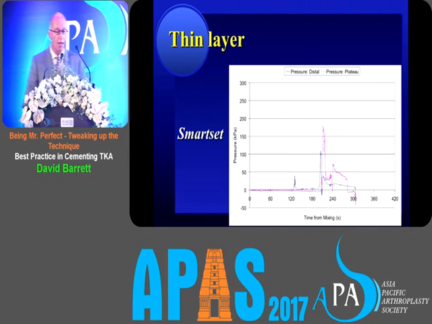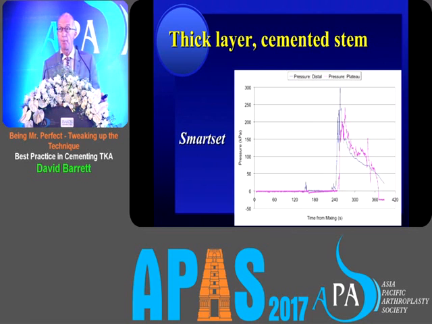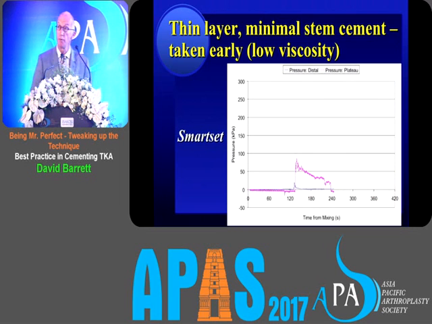If we look at those graphs, if we take a thin layer, we get very little cement pressurization. If we start off with a thick layer and put cement down the stem, you see massive pressures and good penetration throughout the setting period of the cement. If we use a low viscosity cement, really rubbish pressures.